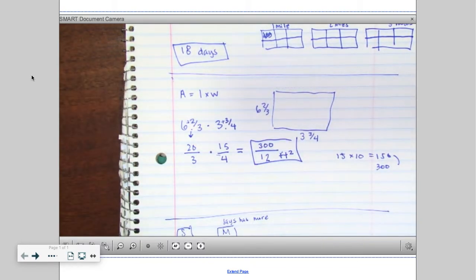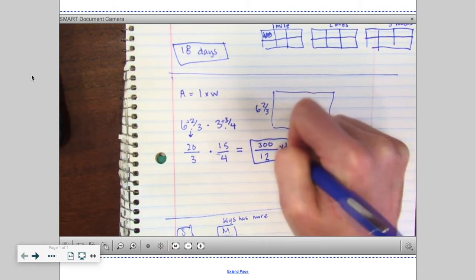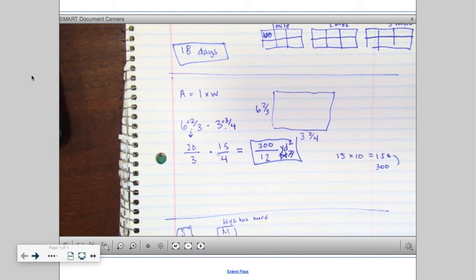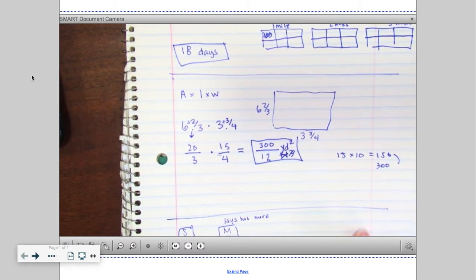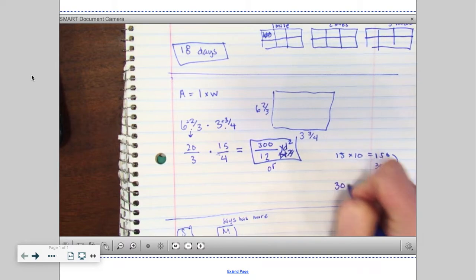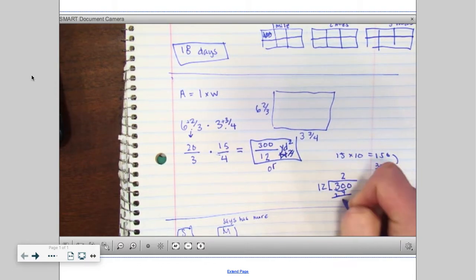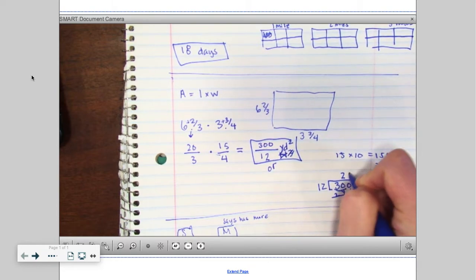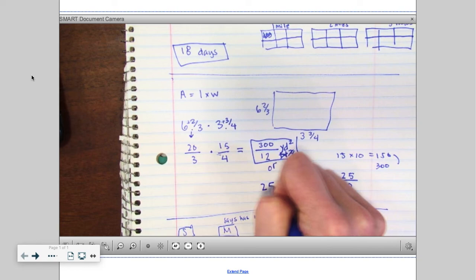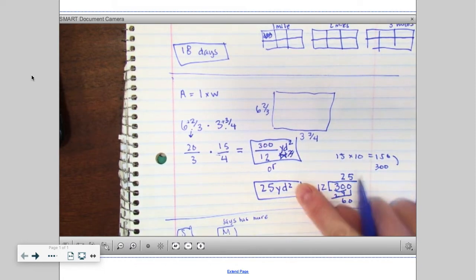Let me check my unit. I want to make sure I'm using my unit accurately. Oh, yards. Sorry, guys. 300/12 yards squared. Or if you're the kind of person that wants to take it a step further, you can do 300 divided by 12. So if I have 300 divided by 12, 12 goes into 30 2 times, 60, and I know 12 goes into 60 5 times. So I can also say 25 square yards. Either one of these answers would do.